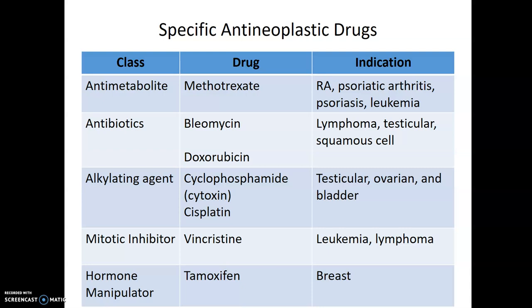Two antibiotics that we often use for chemotherapy include bleomycin and doxorubicin. They treat lymphomas, testicular and squamous cell cancers. Bleomycin commonly causes GI toxicity and skin reactions, while doxorubicin is cardiac toxic and can cause alopecia, can turn the urine red, and can cause bone marrow suppression.